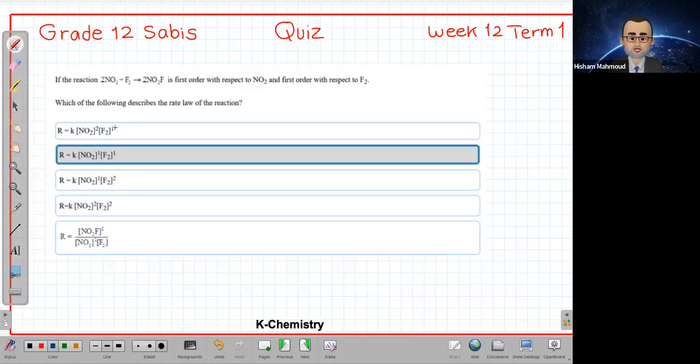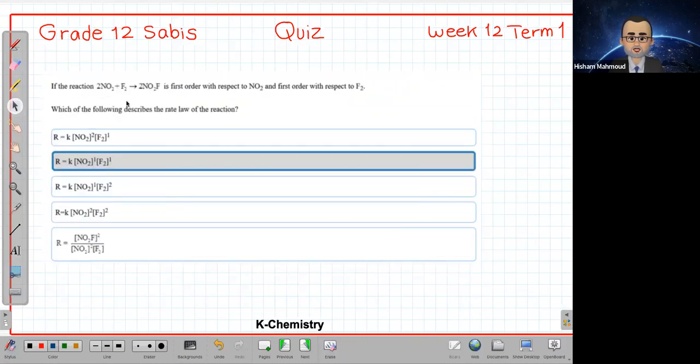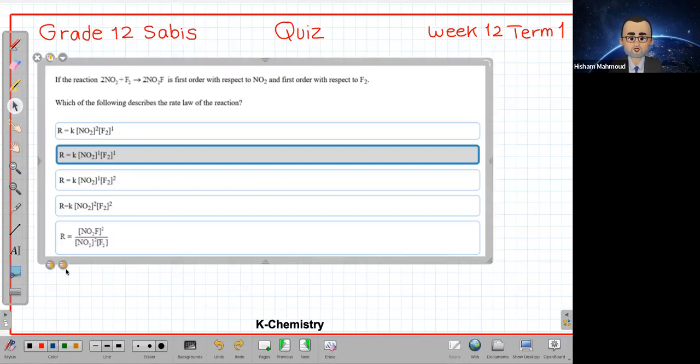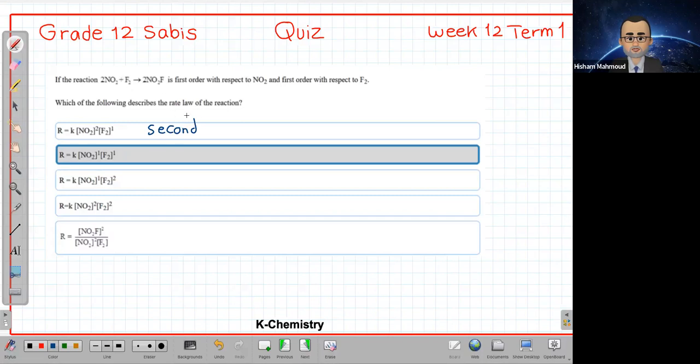If this answer was right, he should have said like that. The reaction is second order in respect to this first reactant. And what is the first reactant? The first reactant is NO2. So if he said it is second order with respect to NO2, then this number will be correct. But he said first, so it's not correct.